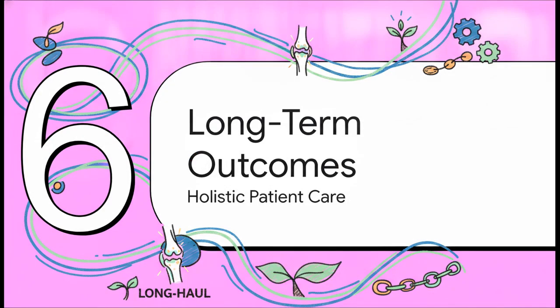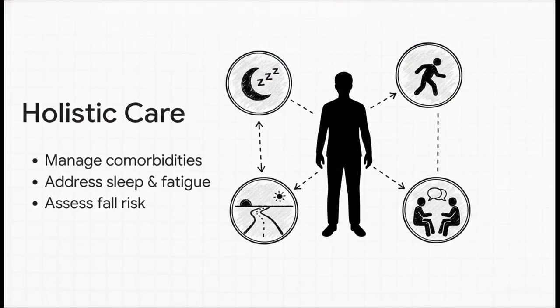Section 6, Optimizing Long-Term Outcomes. Let's bring it home and talk about how we support these patients over the long haul. Remember, OA is rarely a quick fix. Managing osteoarthritis effectively means managing the whole patient. We have to address the massive burden of comorbidities. Chronic pain leads directly to sleep disturbances and depression, which then loop back and amplify their perception of pain.